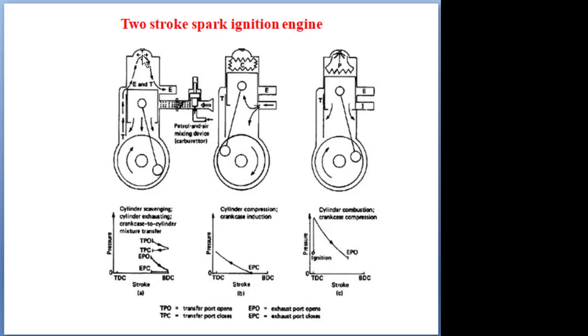At the end of compression, we give the spark, ignition is initiated, and then expansion. After the end of combustion, we get the peak pressure and temperature, then expansion is initiated. While the piston moves toward TDC, the inlet port will open, and intake of the air fuel mixture into the crankcase will take place. While the piston is moving backward in the same way, first it will close the intake port, and compression of the air fuel mixture in the crankcase will take place.